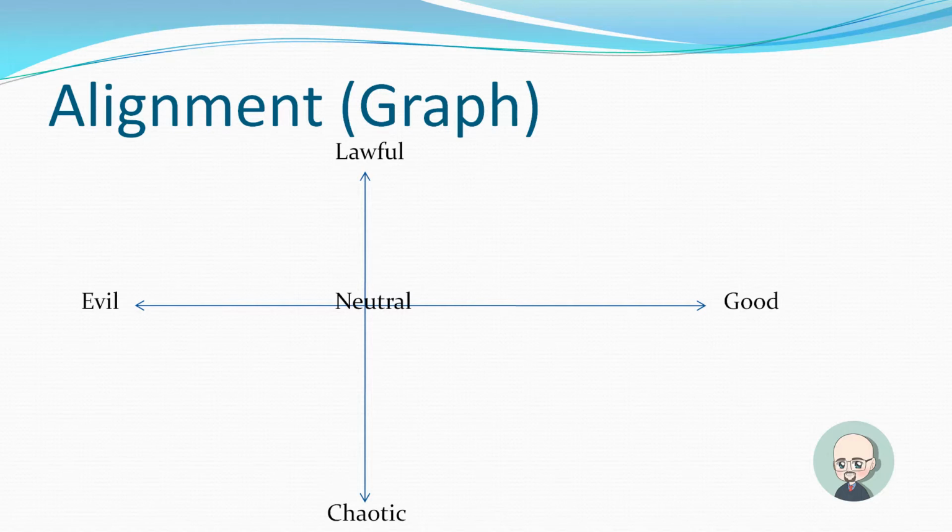So I put evil on the left side, good on the right side, lawful up top, chaotic down bottom, and neutral in the middle. So since I'm true neutral, I'm neutral on lawful and chaotic, and I'm neutral on good and evil, I'd be right in the middle. So that would be 0, 0, right in the middle. About where would you be?